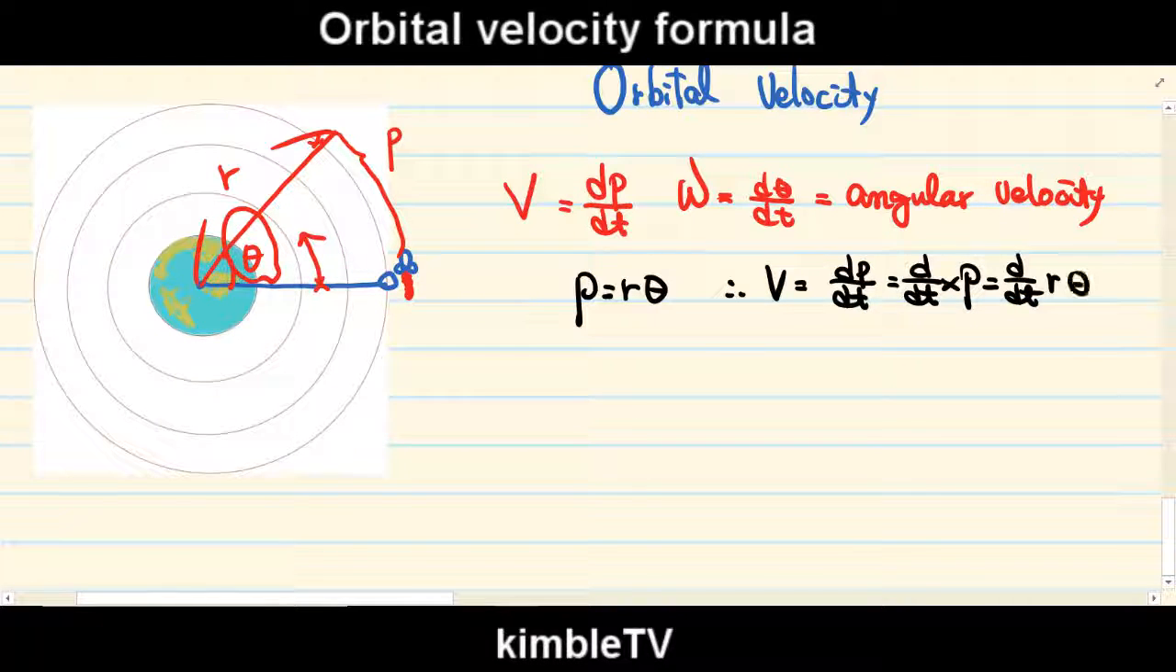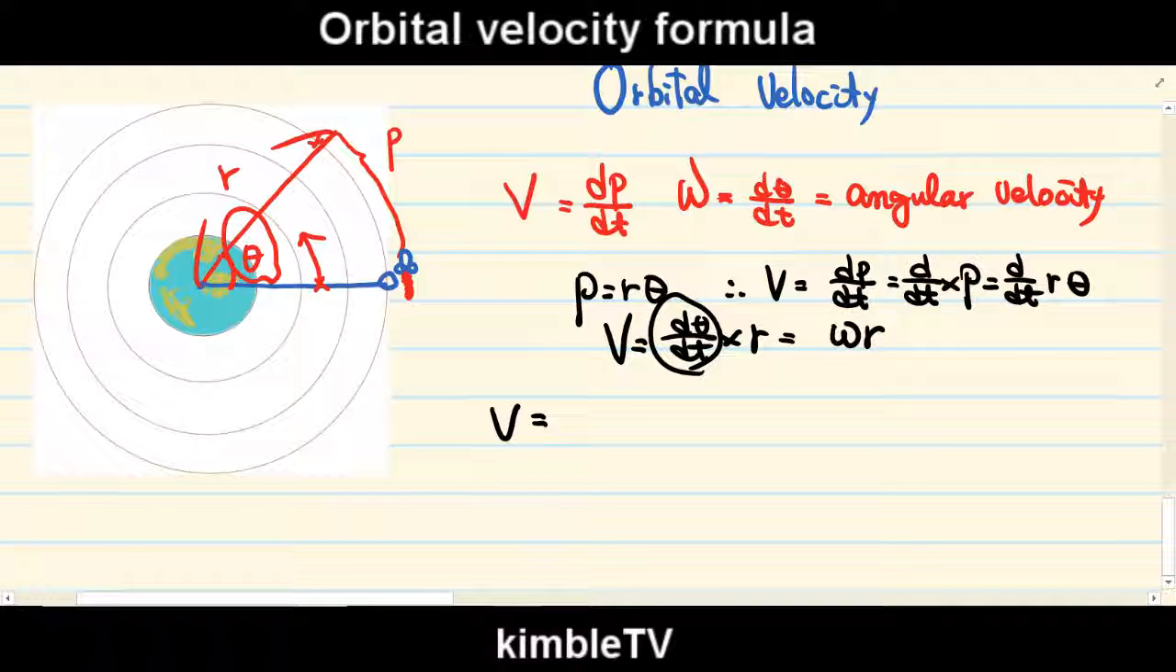r theta. Therefore, orbital velocity is d theta on dt times r. This is omega. Therefore, omega r. Orbital velocity is r omega, equation 1.